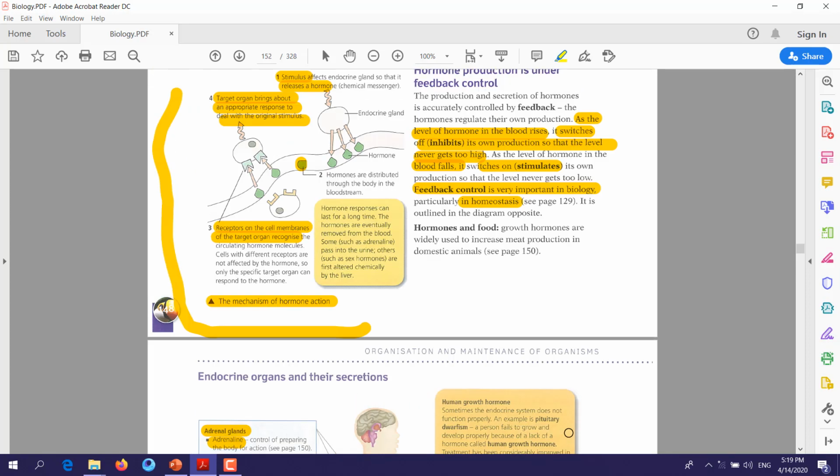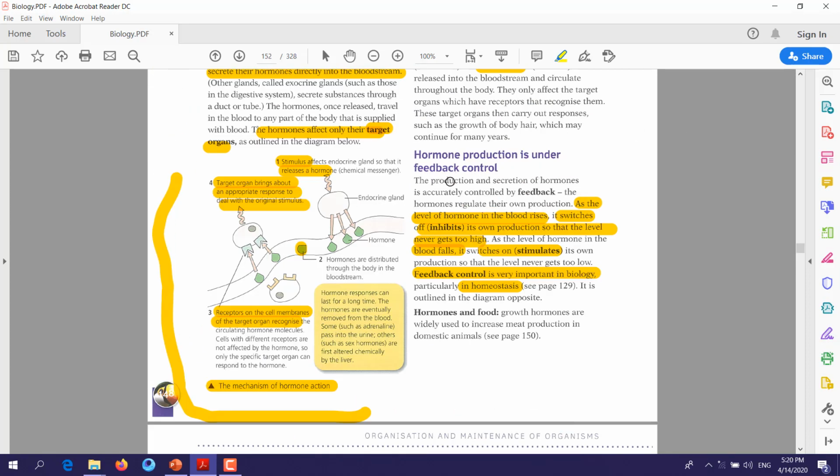One more thing about hormones: hormones and food. Growth hormones are widely used to increase meat production in domestic animals. These days, they use hormones, especially growth hormones, to increase the size and the meat of domestic animals. Another example is humans, for example bodybuilders, who start using it.